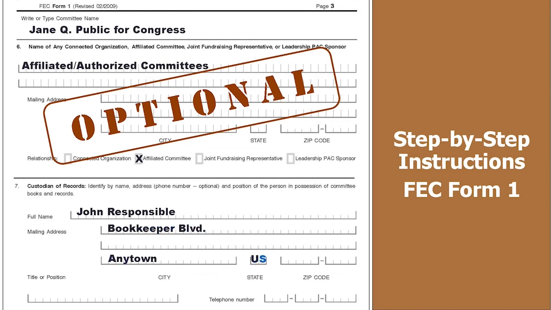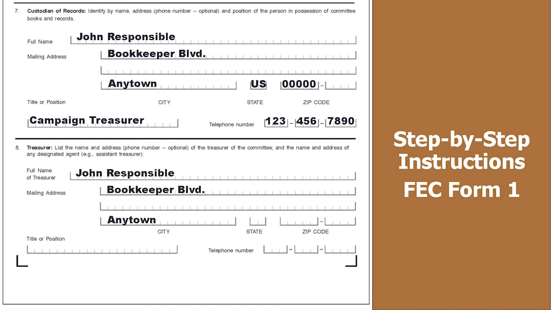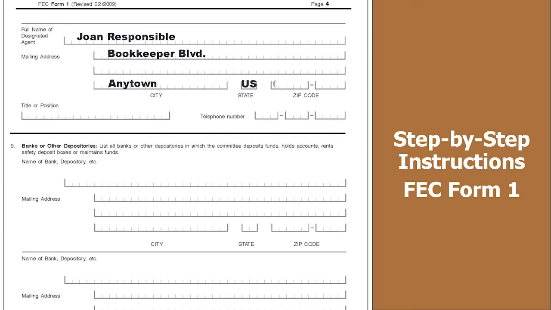On line 7, provide the name, address, and phone number for the committee's custodian of records, the person in possession of the committee's books. On line 8, provide the same information for the committee's treasurer. Often, the committee treasurer is the same individual who serves as custodian of records. In fact, it's possible for the candidate to serve as both the treasurer and custodian of records. The Commission recommends that you also designate an assistant treasurer or designated agent who can fill in the treasurer's absence.